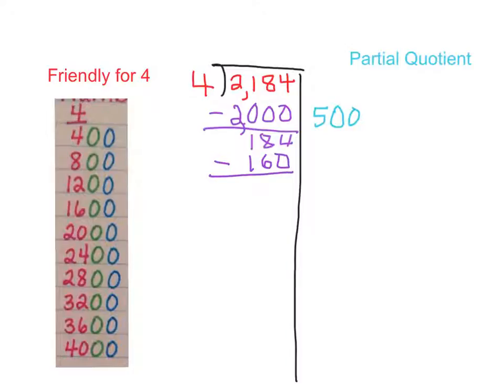And because there's the minus sign, I have to put my partial quotient. I know that 16 divided by 4 is 4, plus this 0 makes 40. Then I subtract. 4 minus 0 is 4. 8 minus 6 is 2. 1 minus 1 is nothing. Now I'm back to looking at my friendly numbers list, looking for another friendly number that will work here, and I see that 24 is friendly for 4.